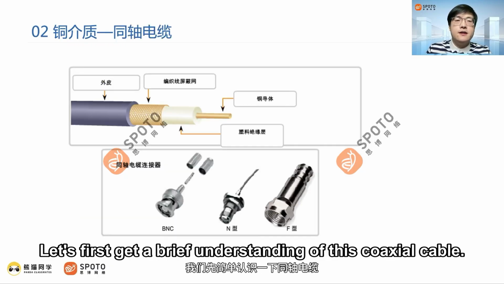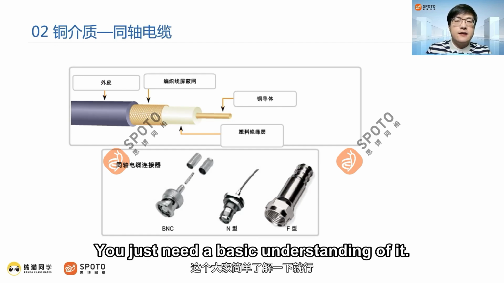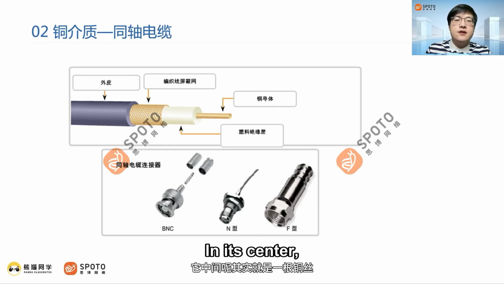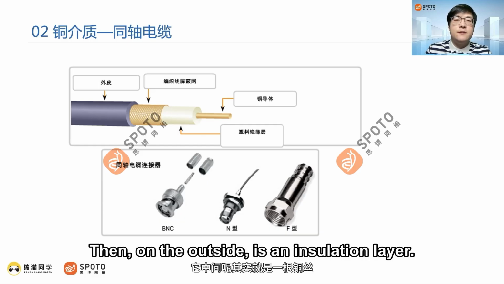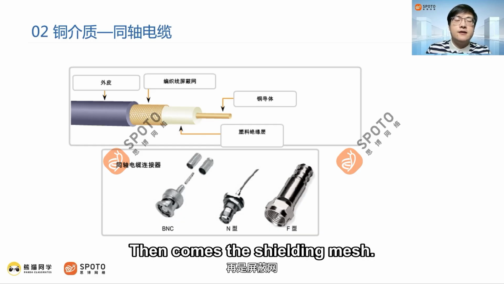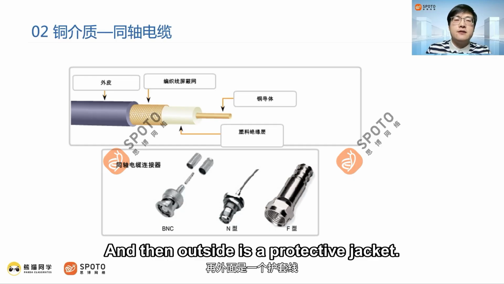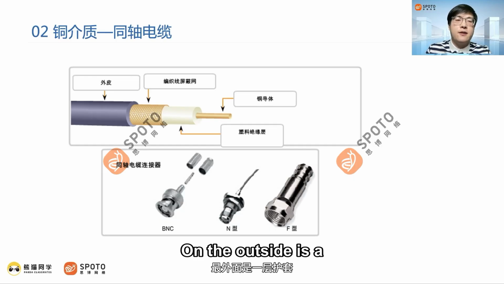Let's first get a brief understanding of this coaxial cable. You just need a basic understanding of it. In its center is basically a single copper wire. Then, on the outside comes the shielding mesh. And then outside is a protective jacket. Then on both ends, use our connectors and just screw them on.